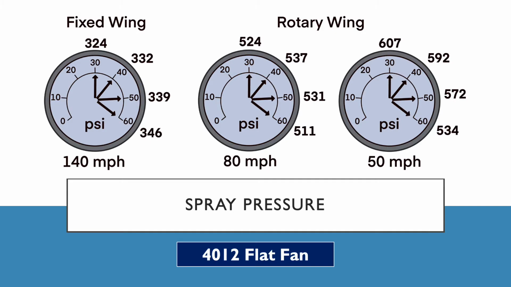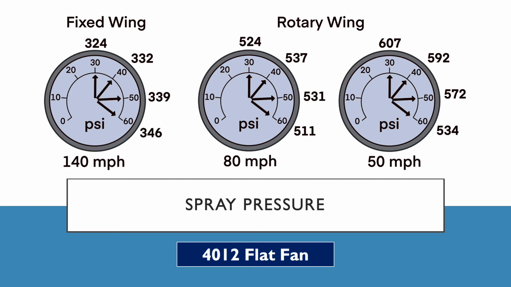So let's look at the impacts of spray pressure. We're going to look at a 40-degree flat fan with a number 12 orifice. For a fixed-wing aircraft operating at 140 miles an hour, as we increase spray pressure from 30 to 60 psi, we see our VMD increase from 324 to 346 microns. Correspondingly, it's not shown here, but our percent fines decrease from 3.9 to 3.2%.